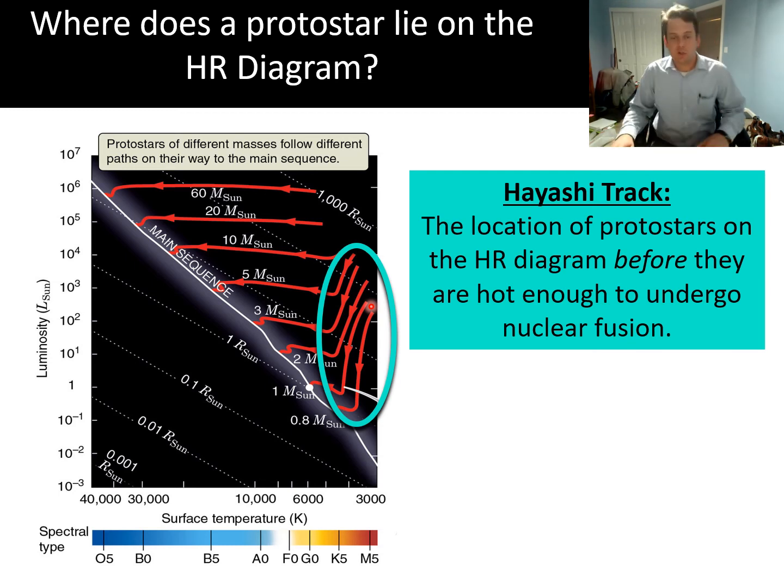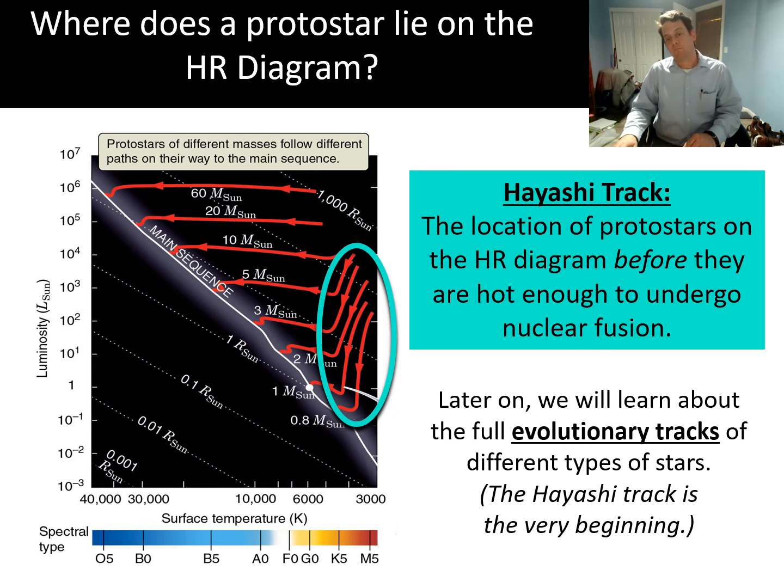So this path, the path that a protostar takes on its way to the main sequence, has a name. It's known as the Hayashi Track, and it's the location of the protostars and the path they take on the HR diagram before they're hot enough to actually undergo that nuclear fusion that defines being a star.